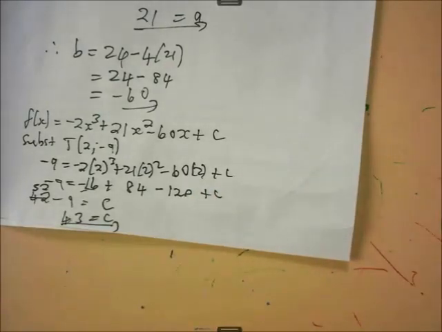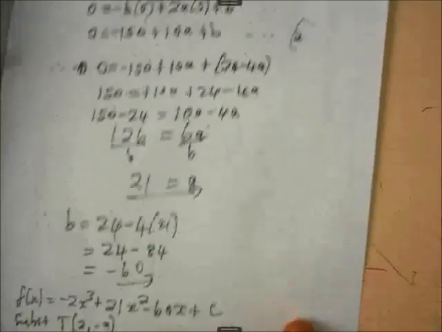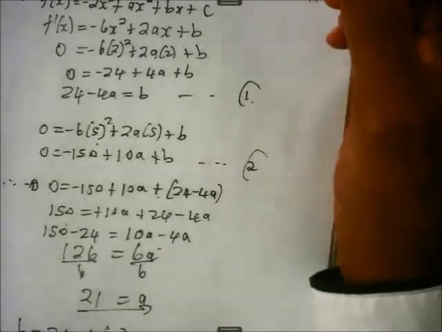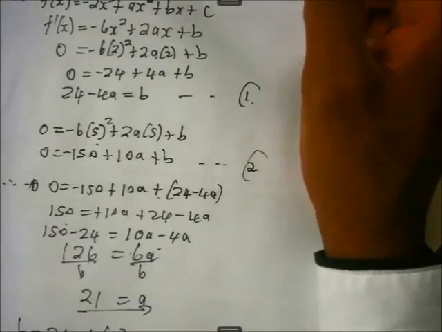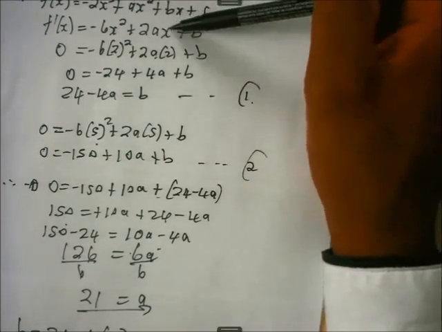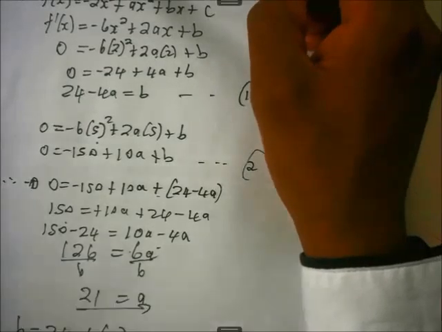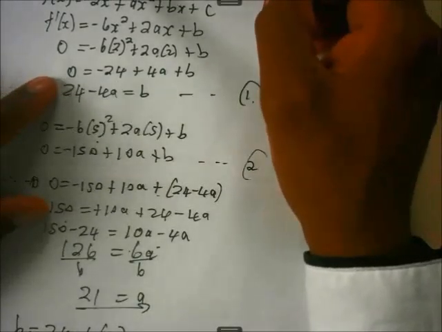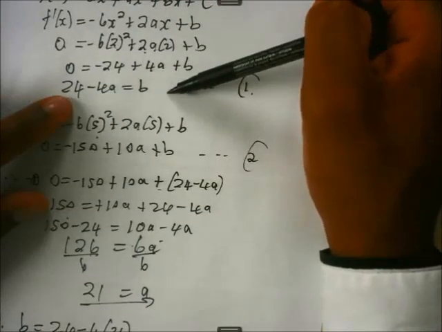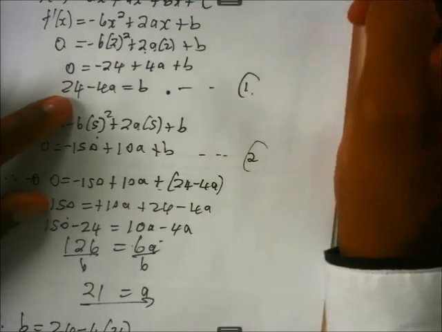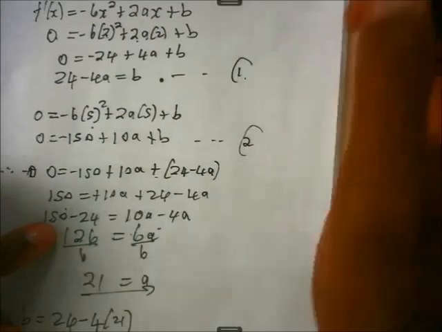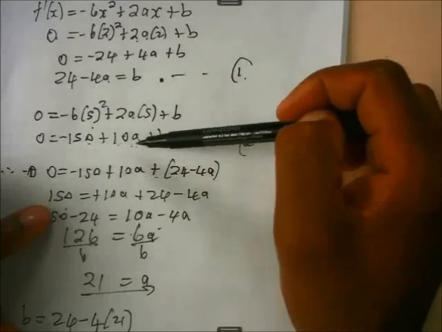Boys and girls, what is it that we have done here? I think it's very important. We are given the coordinates of the turning points. It means the first thing that we did here is to find the derivative. Why? Because we know for us to have the turning points, we need the derivative. Once you have the derivative, we substitute the value of x in the derivative, so that we know that when we substitute the value of x, the result will be 0. And now we simplify. We had the first equation, which is 24 minus 4a is equal to b. Then another one is we substituted the second value of x there as well, to have minus 150 plus 10a plus b.